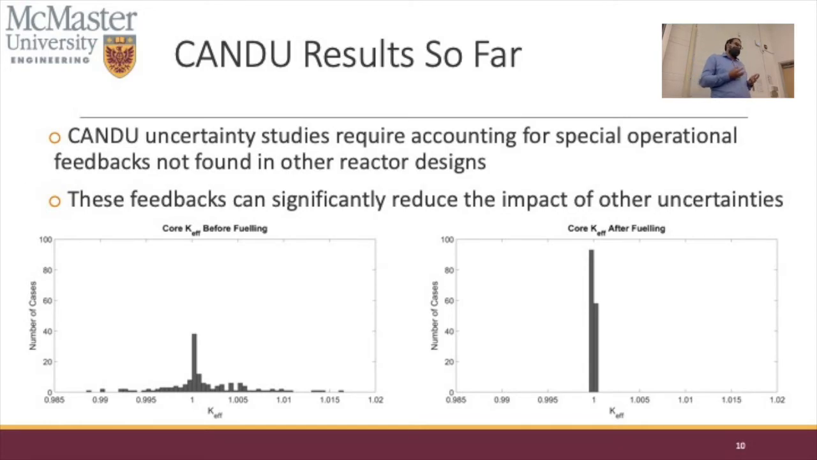So the neutron multiplication factor is often looked at when we're doing these safety studies. On the left of the slide, we can see the distribution of the neutron multiplication factor before we account for those special operational feedbacks. On the right, we can see that once we account for those operational feedbacks, the distribution becomes much narrower. And what that means is that our uncertainty in that parameter is much smaller when we account for these things.